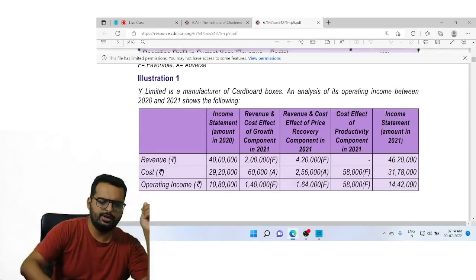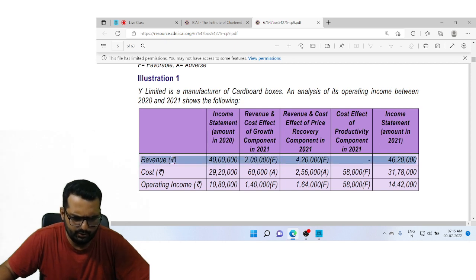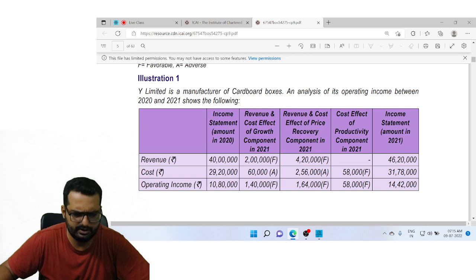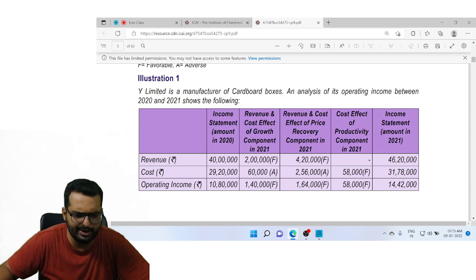Let's do it together, friends. Here they have given revenue and they have used some new terminology: revenue and cost effect on growth component, revenue and cost effect on price recovery. The moment you see these words, you get a bit confused. And here they have used productivity. I'll tell you in simple terms.